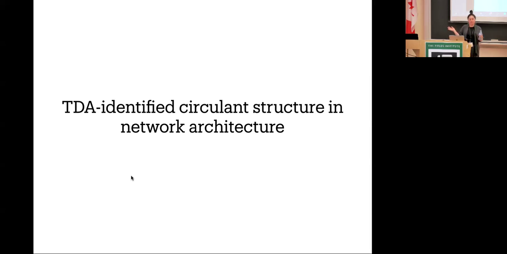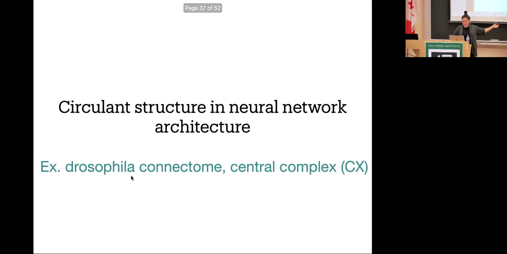We're going to totally pivot now. This is a different project, different objectives. We're going to be looking at circulant structure in network architecture. Oh, I guess I gave two title slides. This all happened really fast. Okay, so this is fresh work. I'm really excited to share it and get feedback.